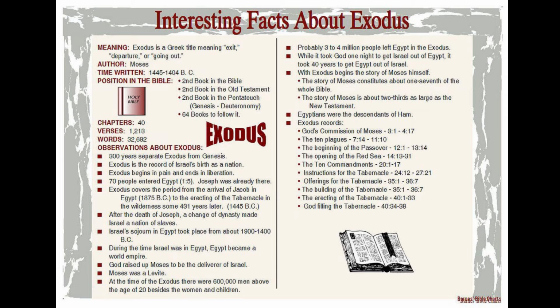At the time of the Exodus, there were around 600 men over the age of 20, that's how they counted, and that didn't include the women and children. So it seems that when the Hebrew people left Egypt, there were approximately 2 to 4 million people who left Egypt. That's amazing.